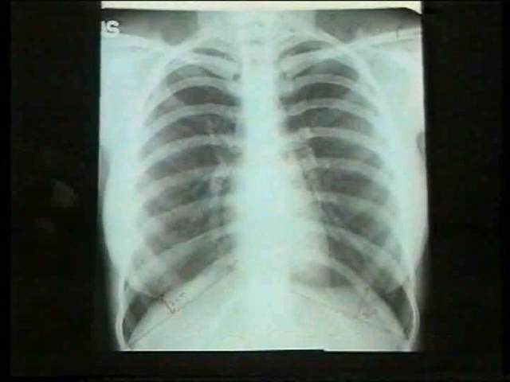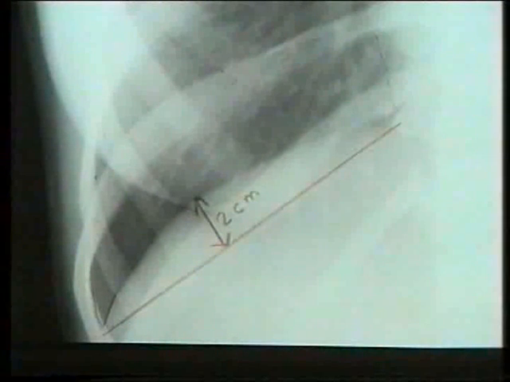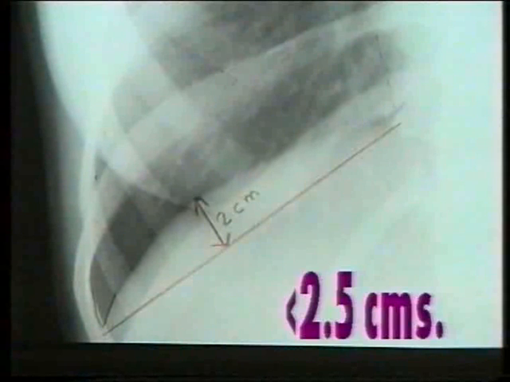The criterion for a flat diaphragm is the height of the dome of the diaphragm. Join the costophrenic and cardiophrenic angles by a straight line. Then join the farthest point of the diaphragm to this line by a perpendicular line. If this distance is less than 2.5 centimeters, then the diaphragm is considered as flattened.